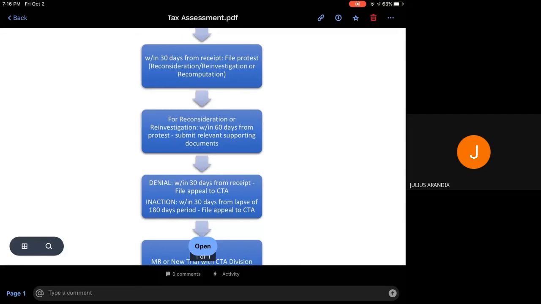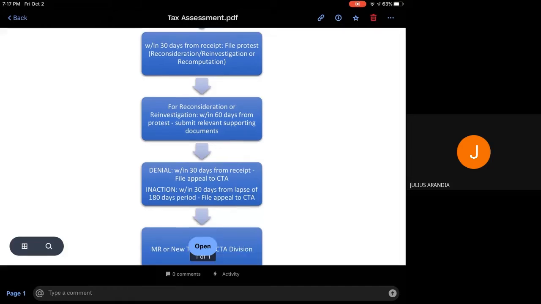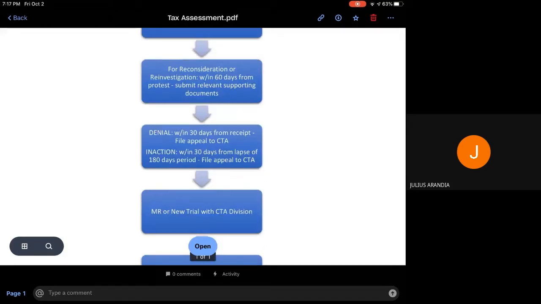And you no longer have any remedy if you fail to do this process. So this is jurisdictional. Failure to comply with the period means the Court of Tax Appeals will not acquire jurisdiction over said appeal.